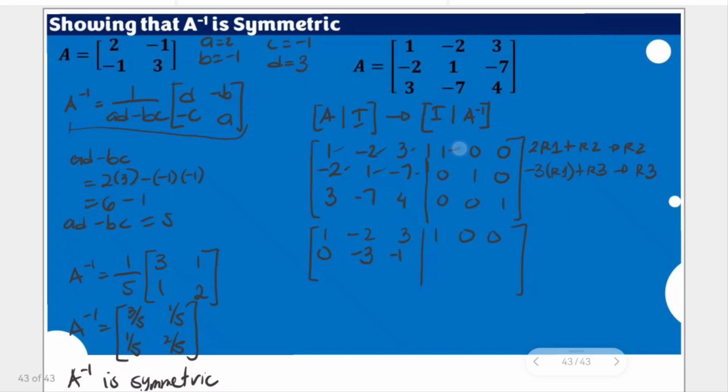Do the same thing here. 2 times 1 is 2, plus 0 is 2. 2 times 0 is still 0, and the 1 stays. For the third row, negative 3 times 1 is negative 3, plus 3 is 0. Negative 3 times negative 2 is positive 6, plus negative 7 is negative 1. Then negative 3 times 3 is negative 9, plus 4 is negative 5. Do the same thing here: negative 3 times 1 is negative 3, so it's still 0, and it's still 1 here.